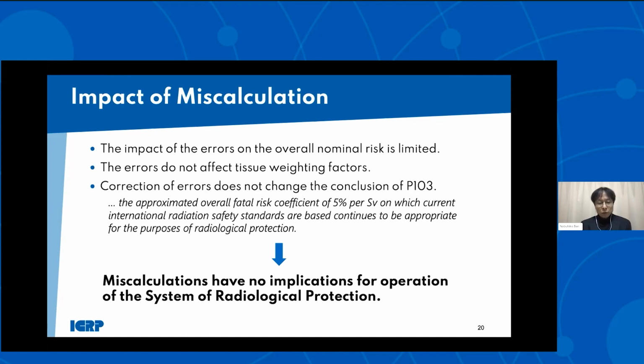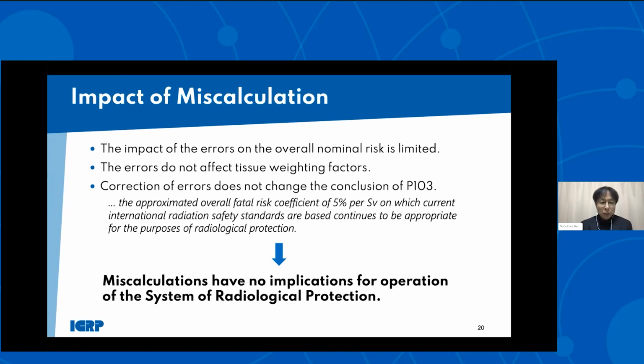The error was unfortunate, and the task group discussed with Main Commission members how to deal with the issue. After the discussion, it was concluded that we should openly admit the errors, but they would not affect the current RP system. The reasons are summarized here.